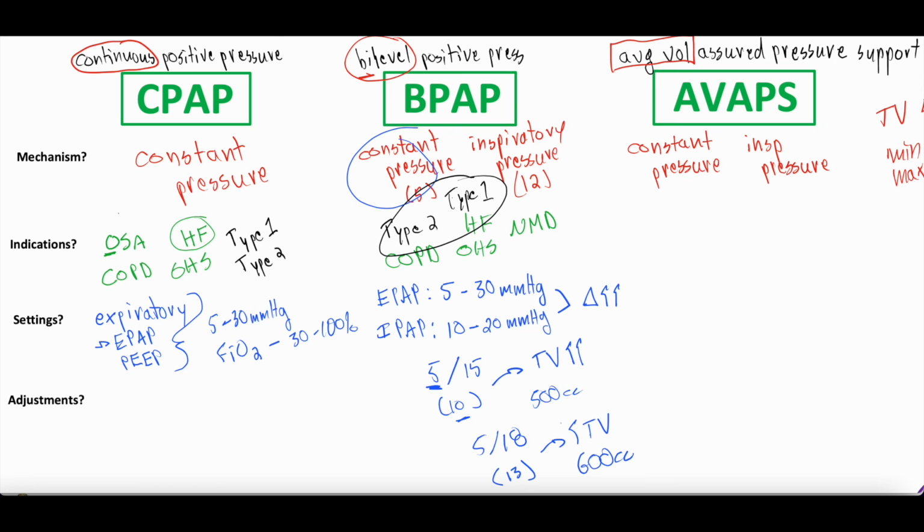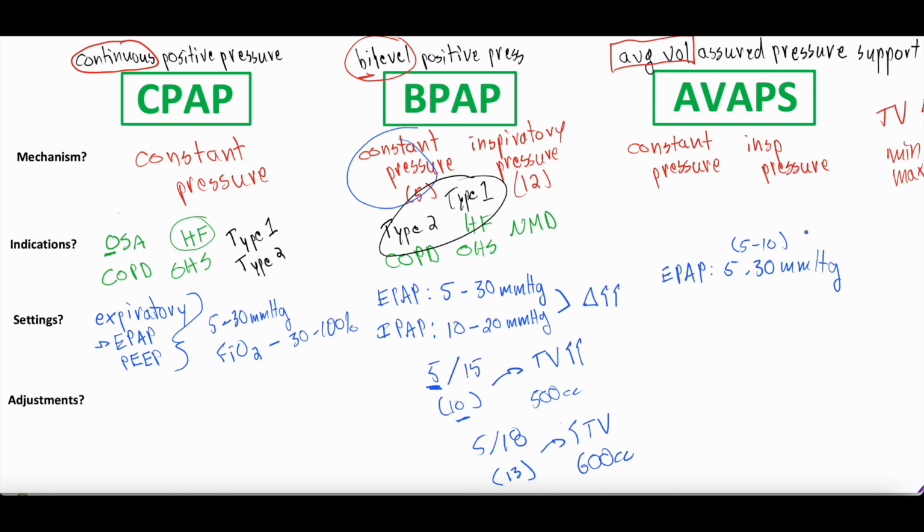All right, AVAPS, the more confusing one. So what are the settings? So AVAPS, just like BiPAP, just like CPAP, it has an expiratory pressure, an EPAP, which per usual can be anywhere from 5 to 30 millimeters of mercury. Just for the record, 30 is very, very high for EPAP. I think most traditionally you'll see anywhere from 5 to 10. But you certainly could go that high in certain situations, just very uncommon.